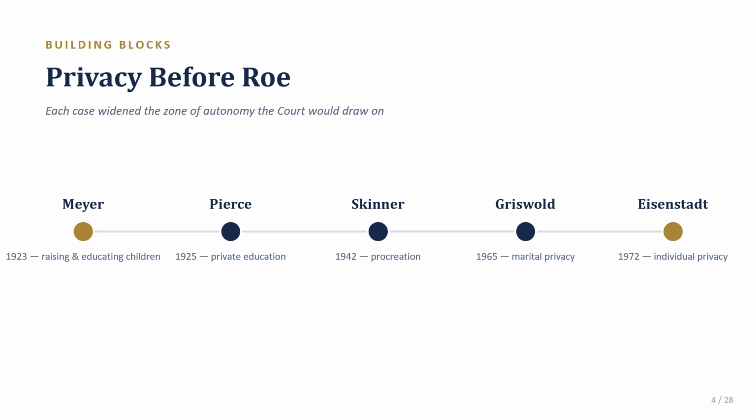All right? Third is Skinner versus Oklahoma, 1942. This one gets much closer to our topic today. Oklahoma had a law allowing forced sterilization of certain repeat criminal offenders. The court struck it down, recognizing procreation as a fundamental right, calling it one of the basic civil rights of man. This is one of the first of our 5 cases to touch on reproduction directly. And it's genuinely striking that it came from a forced sterilization case rather than anything resembling reproductive choice as we would frame it today.